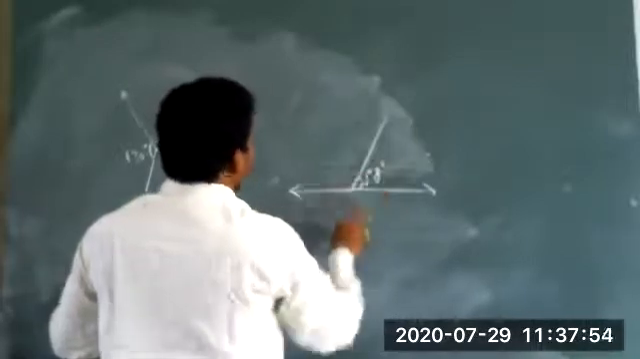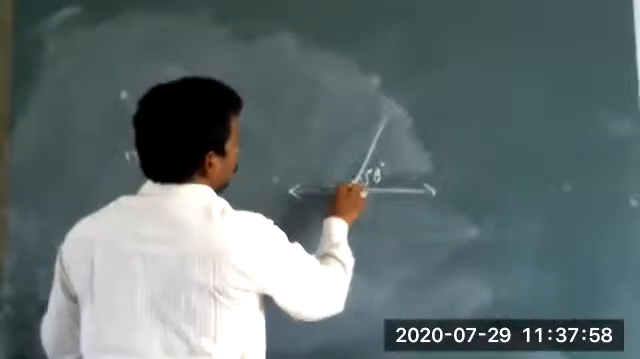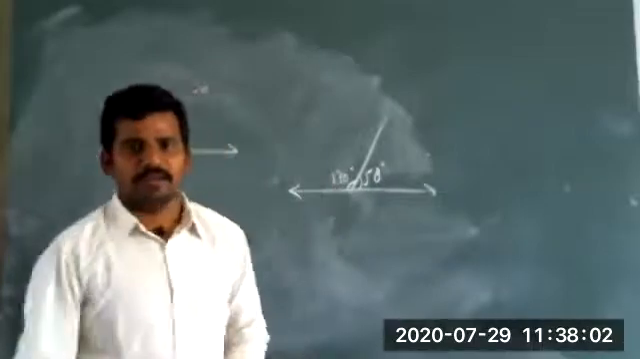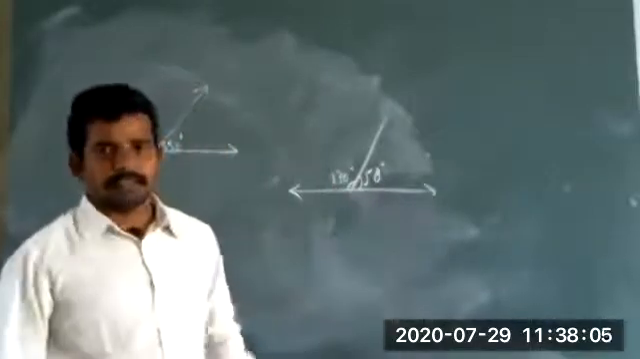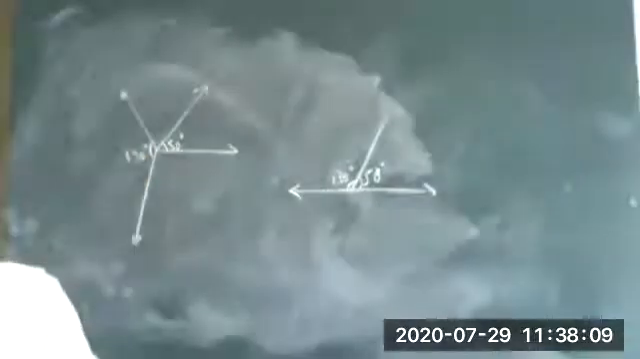This is 130 degrees. 130 plus 50 totals 180 degrees. It is a correct linear pair. Clear?